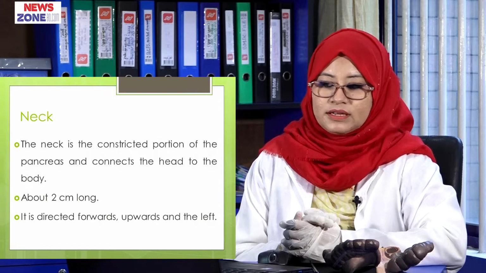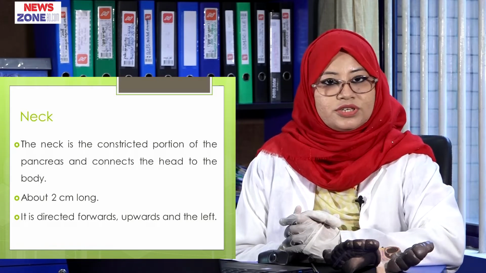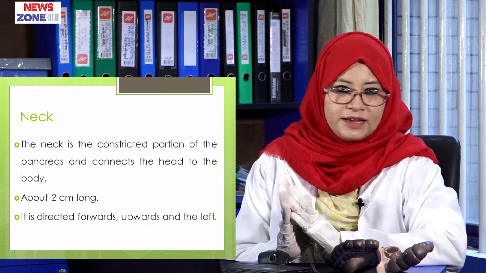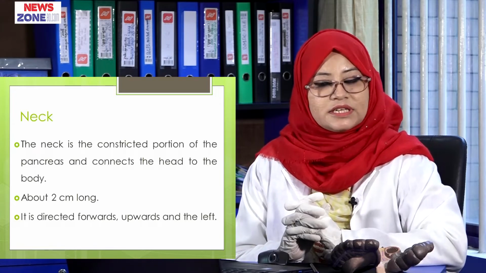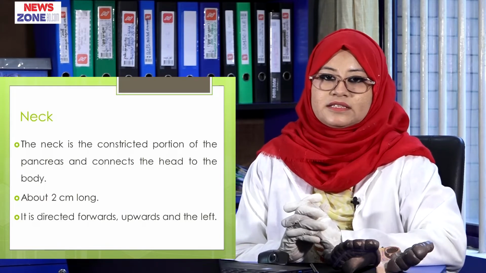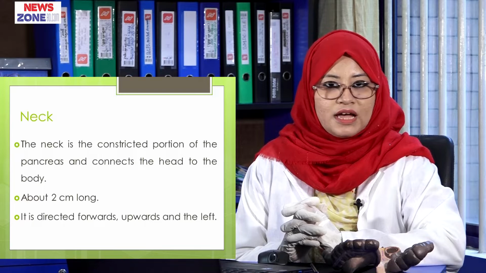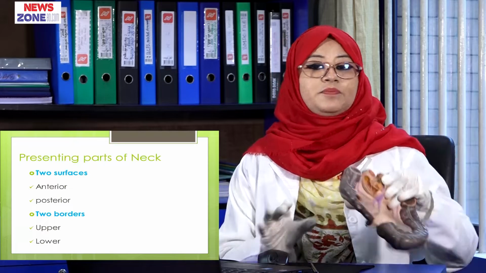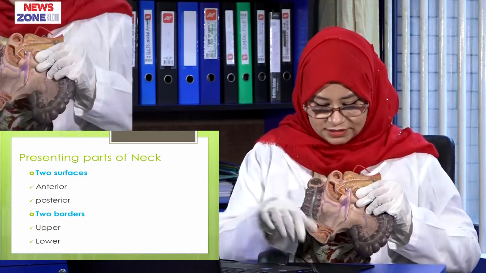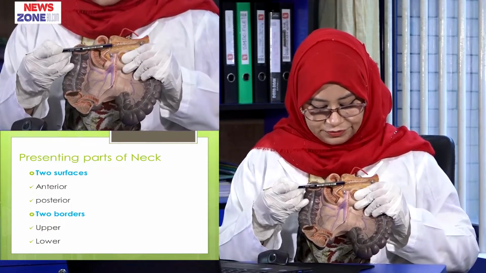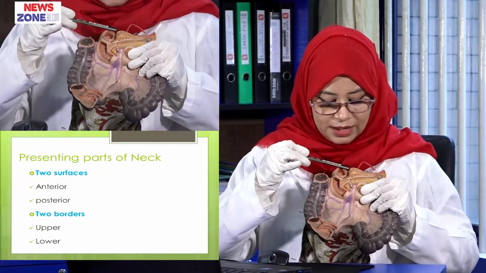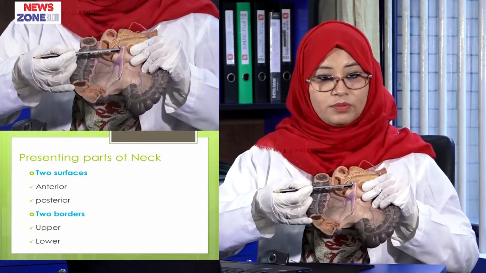Now neck. The neck is a constricted portion of the pancreas that connects the body with the head. It is about 2 cm long and it is directed forwards, upwards and to the left. It presents two surfaces, anterior surface and posterior surface, two borders, upper border and lower border.